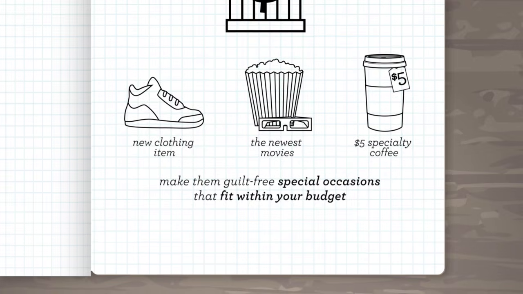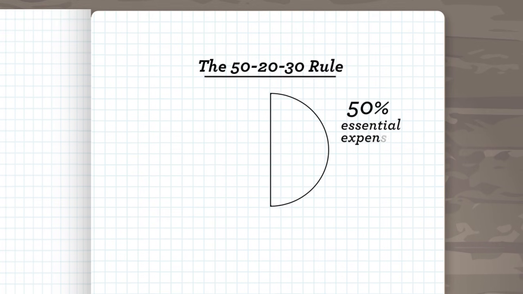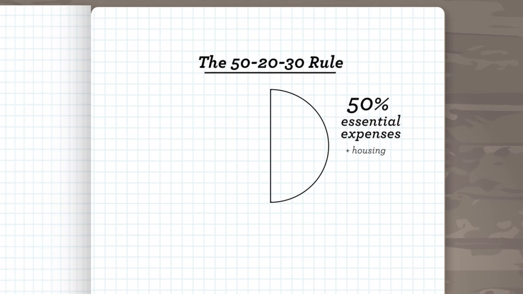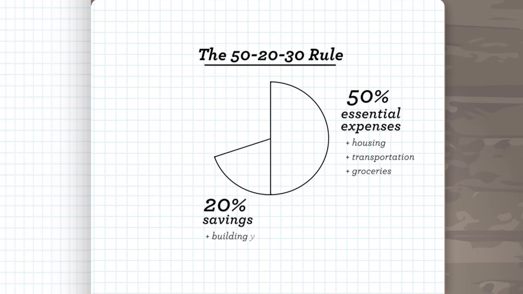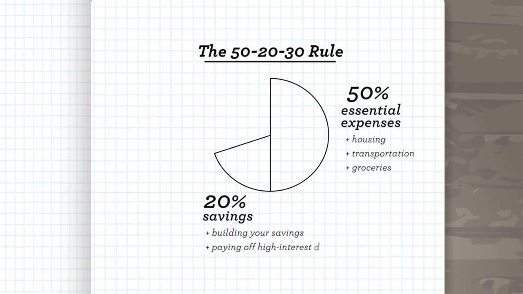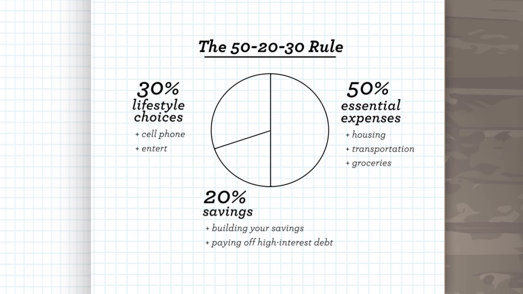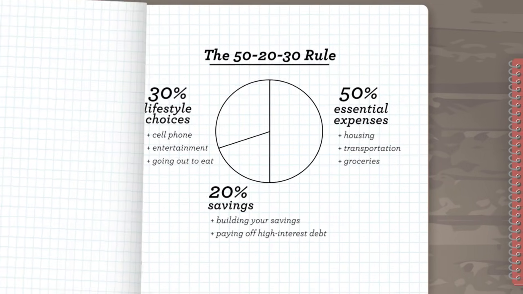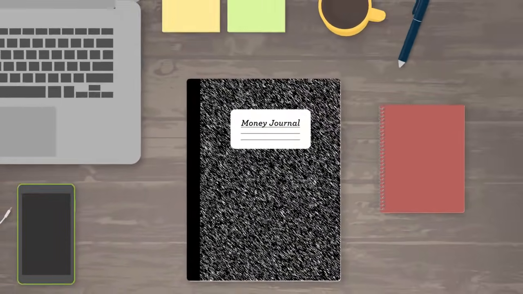Now that we have the 7 steps defined, consider following the 50-20-30 rule when budgeting. 50% of your income goes to essential expenses like housing, transportation, and groceries. 20% of your income is focused on building your savings and paying off high-interest debt. 30% is for lifestyle choices, things like cell phone, entertainment, and going out to eat. Now you've got the outline of a budget. Start filling in the numbers, and you'll be on your way to creating a budget.